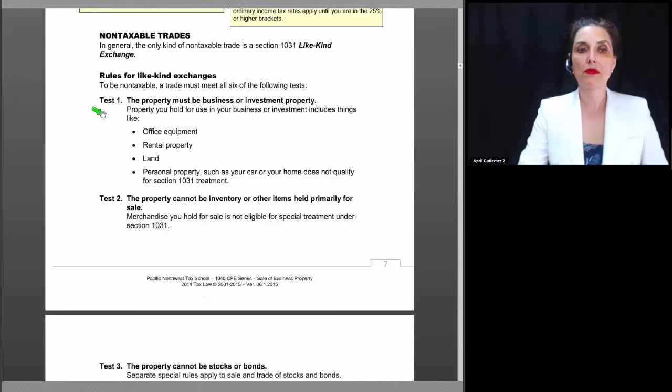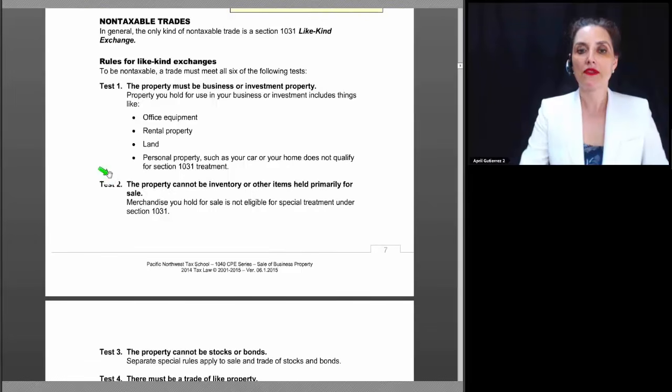Firstly, under test number 1, the property must be business or investment property that you hold for use in your business or investment. It includes things like office equipment, rental property, and land. Personal property such as your car or home office does not qualify as Section 1031 property and cannot receive the treatment.